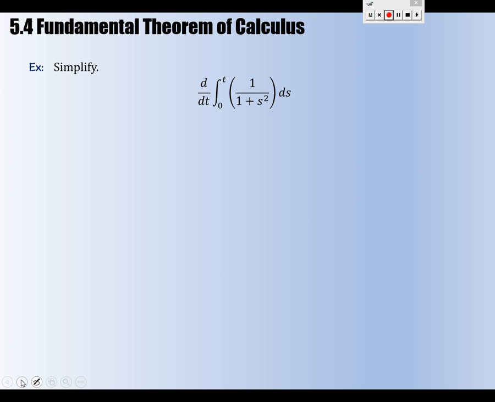And then, last but not least, is the lower limit a constant? And the answer is yes. So then what can we write down? Does the fundamental theorem of calculus apply? Yes, immediately, directly. Let's just write it down. What is it going to be? 1 over 1 plus t squared. All right, that's all.